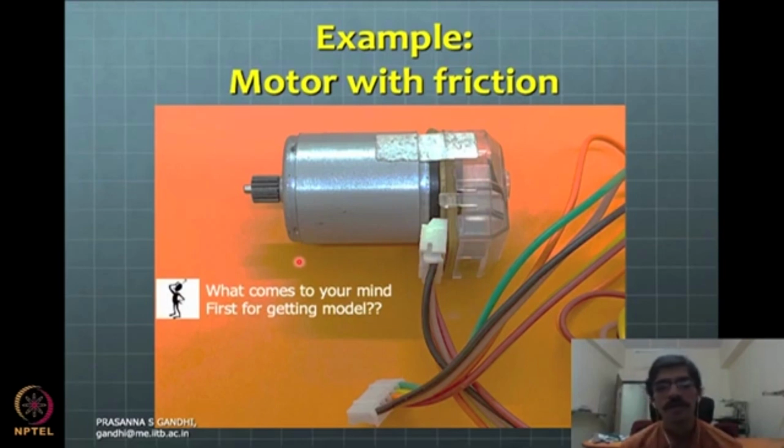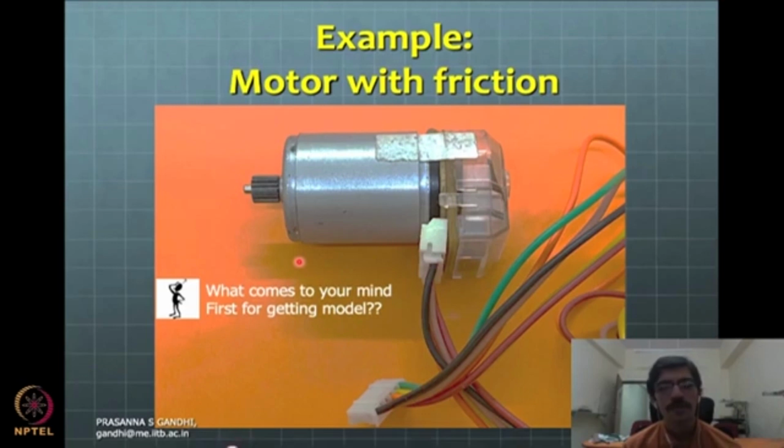Now just pause here for a moment and think: how do you model this motor? What is the physics that is going on inside? In what ways can that be captured into some kind of model? So think in terms of the separation into mechanical and electrical domains. What is happening in the mechanical domain and what is happening in the electrical domain?